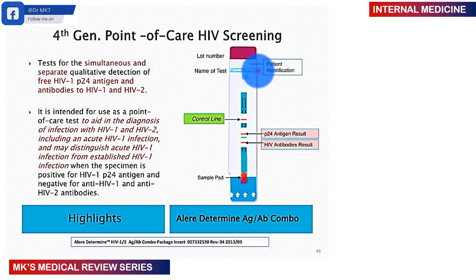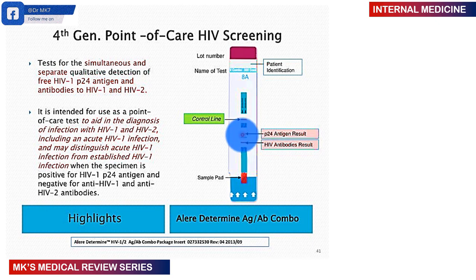Now this is what the test looks like. On the top there, you have the lot number. Here you have your patient identification. Here you have the name of the test. Then, of course, you have the control line. The control line should be present. If you do not have the control line, it means that this may be a faulty test. It may not be reliable.